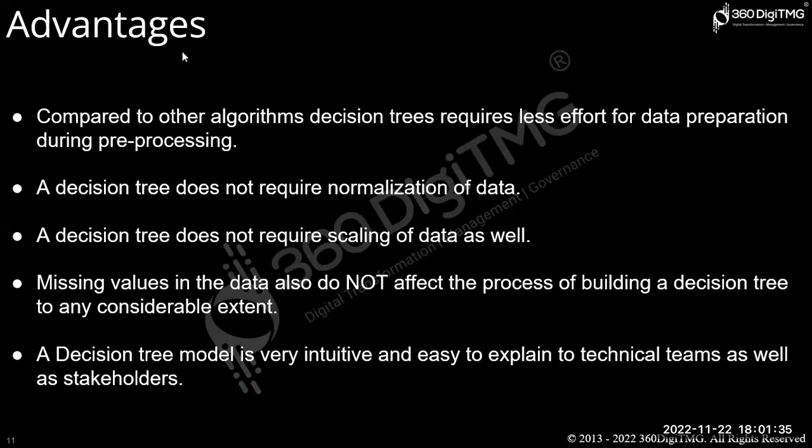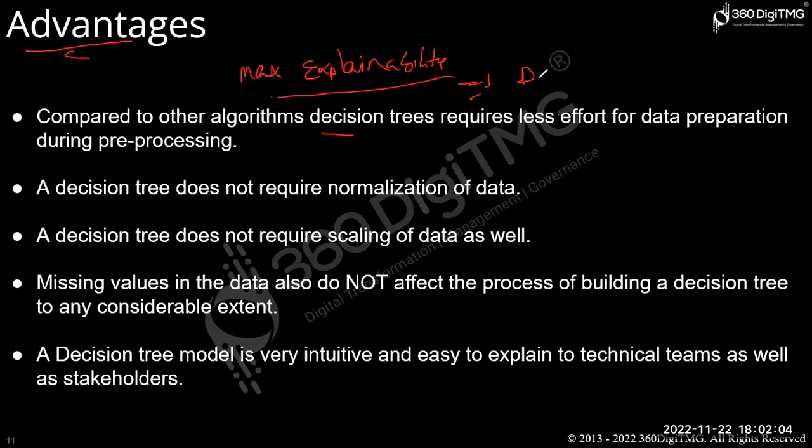So what advantages do we have using decision tree algorithms? We have various other classification algorithms, right? So what advantages do we have? Maximum explainability. There are so many algorithms coming into the market every now and then. Among them all, the decision tree has the best explainability.